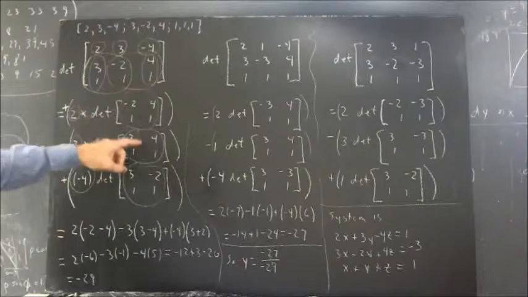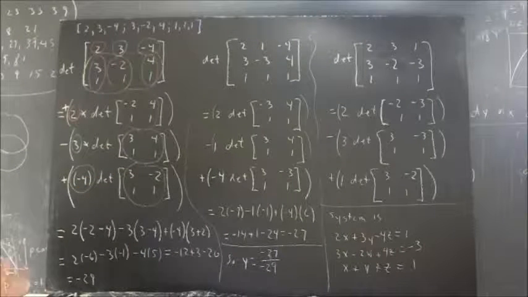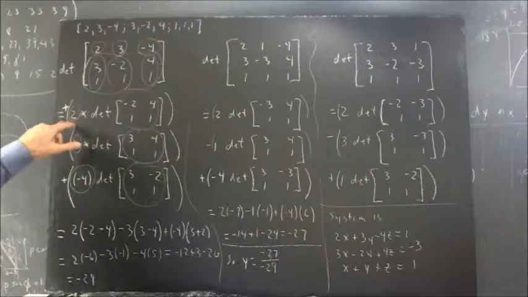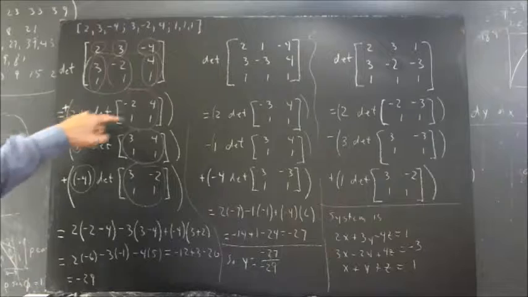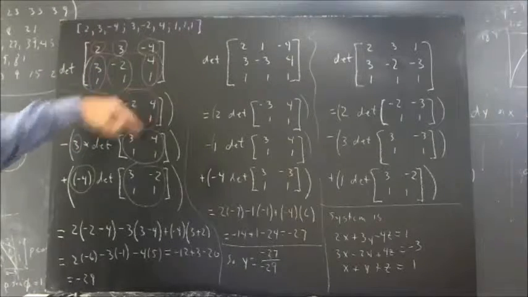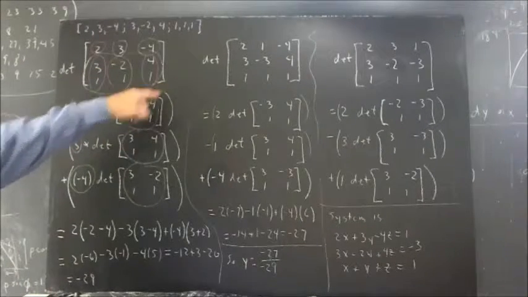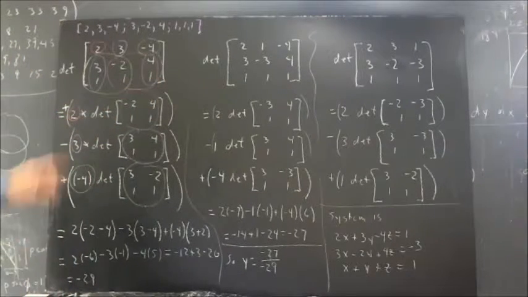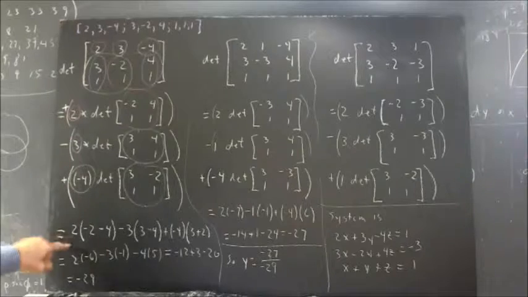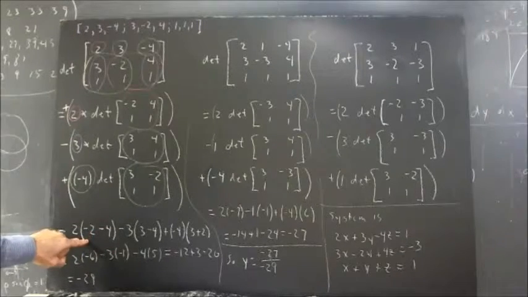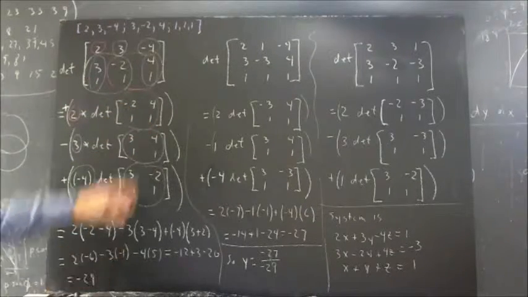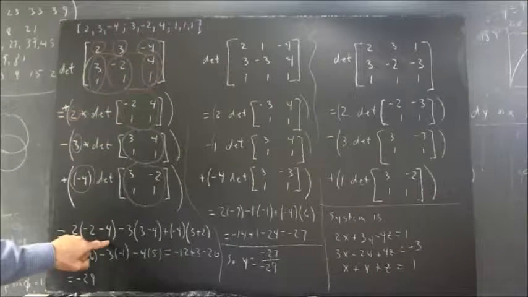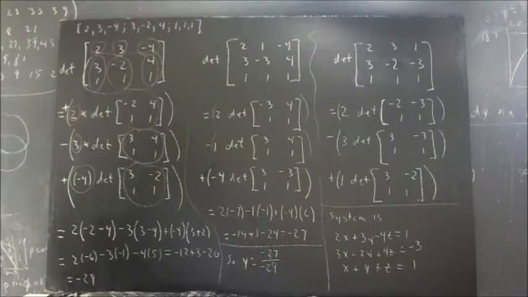We know how to compute the determinant of the 2 by 2 matrix, so the rest is relatively simple. We take 2 times the determinant of this matrix. The determinant is negative 2 times 1 minus 4 times 1, which is going to give us negative 2 minus 4. So I write that down here as 2 multiplied by the negative 2 we get here from this diagonal and the negative 4 that we get when we subtract this diagonal.